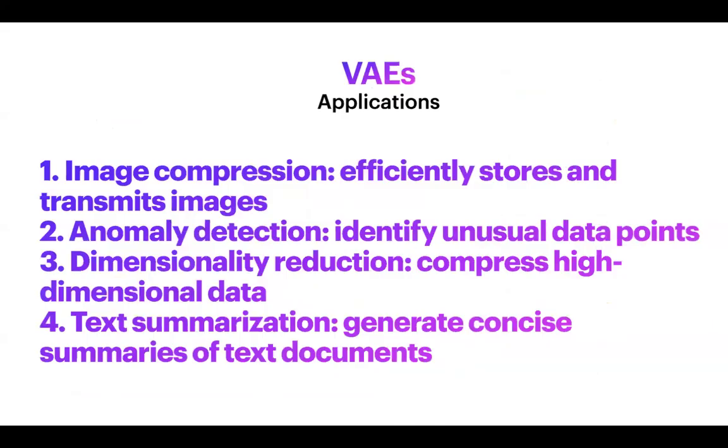These things are good for image compression, so it can efficiently store and transmit images, anomaly detection, where it can identify unusual data points, dimensionality reduction, where it can compress high dimensional data, and text summarization, so generate concise summaries of textual documents.